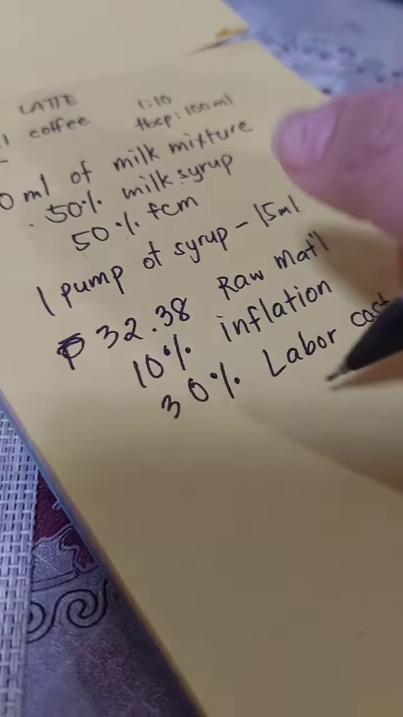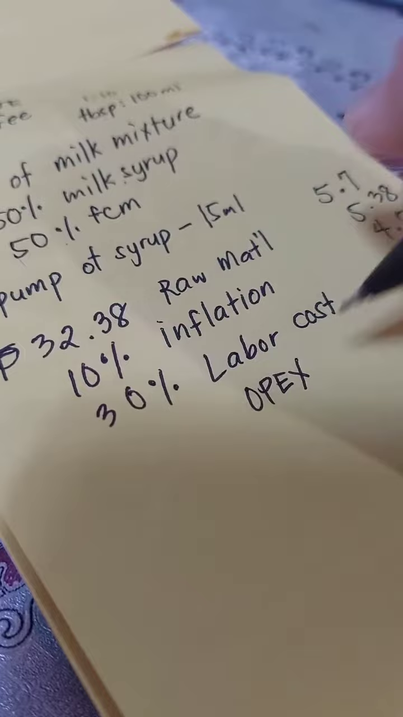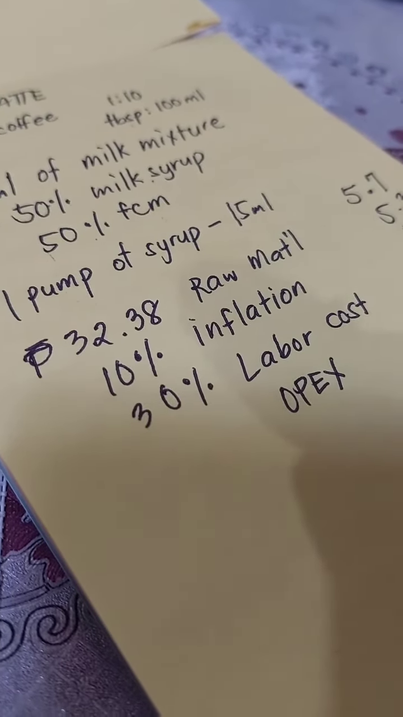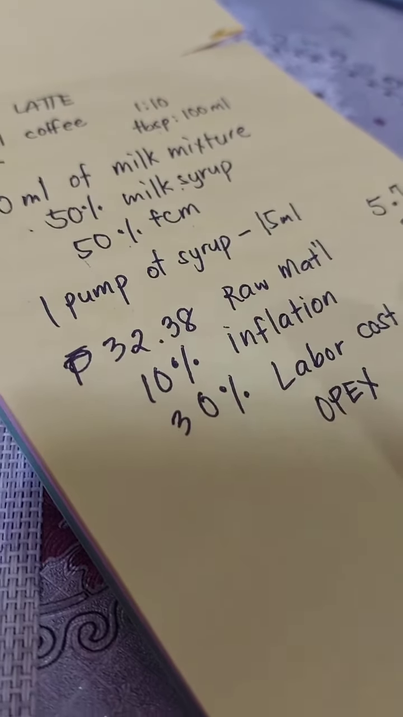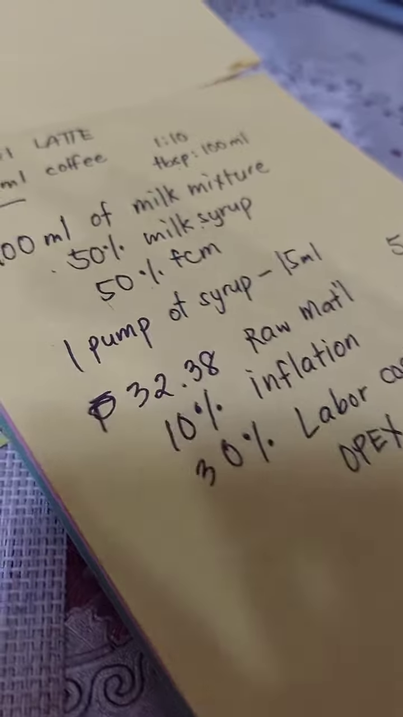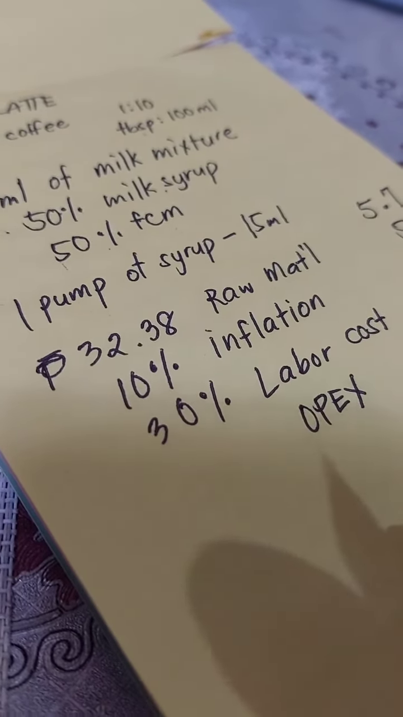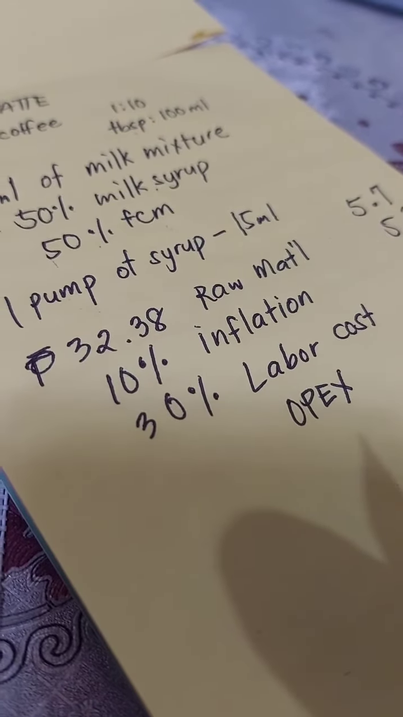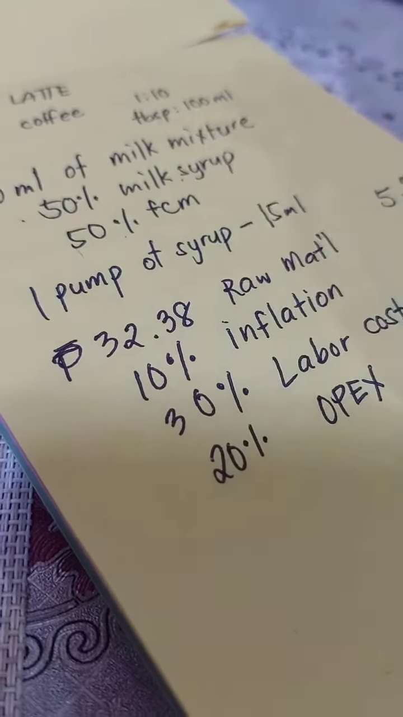You will also have to add OPEX or operating expenses na katulad ng if may ilaw, kuryente, and other costs. Renta, and all. So, me, in my experience, I am spending 20%. So, I will just have to add 20% more.